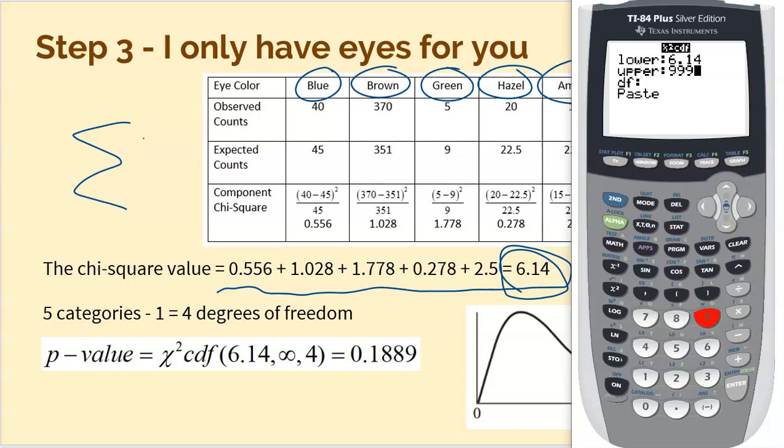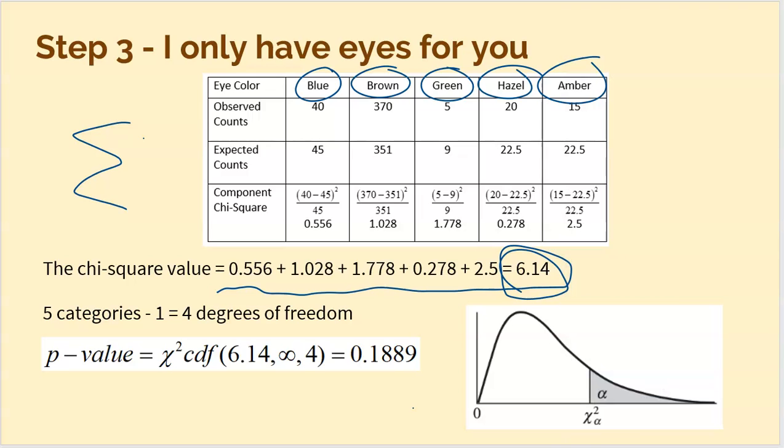I really don't need to do that. I'm just exaggerating the fact that when you're skewed right, we have to go way, way, way to the right. So I'm using 999 basically as my infinity. And then again, I need 4 in there for the 4 degrees of freedom. And this is going to get you the p-value of 0.1889 that we would get.